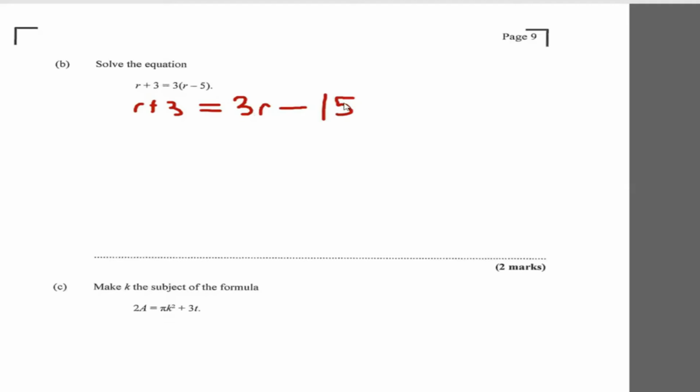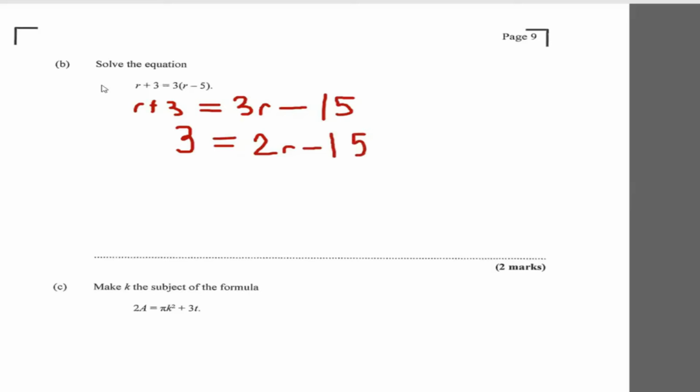Now the next thing that you are required to do is you want to have everything on one side. What do I mean by that? You want to have your r on one side and the number on the other side. So we're going to subtract r from both sides. Subtracting r from both sides, we have 3 is equal to 2r minus 15.